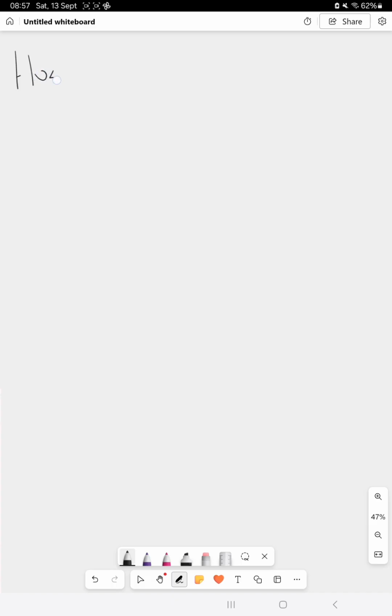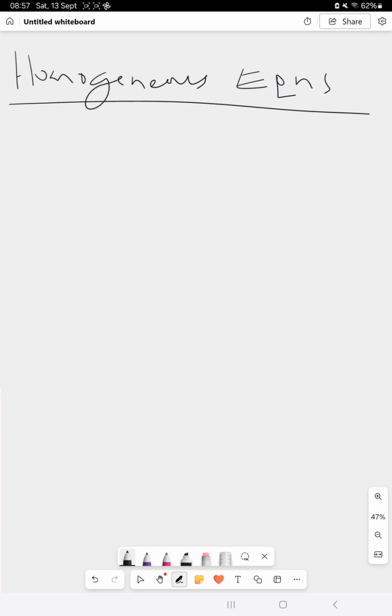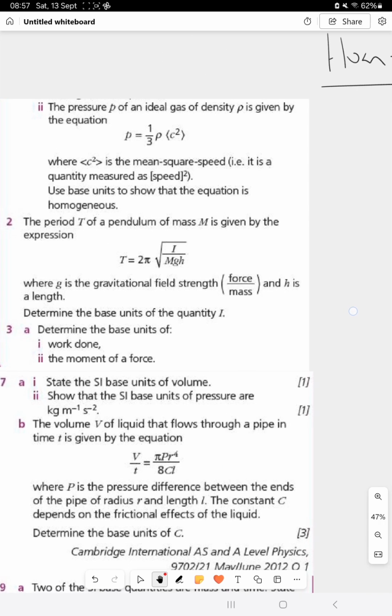Homogeneous equations. Just to remind you, we said a homogeneous equation is an equation where all the terms have the same units, both on the left side and on the right side. And therefore, going straight to the first question, we are going to read together.